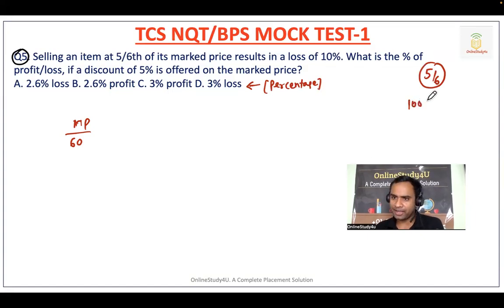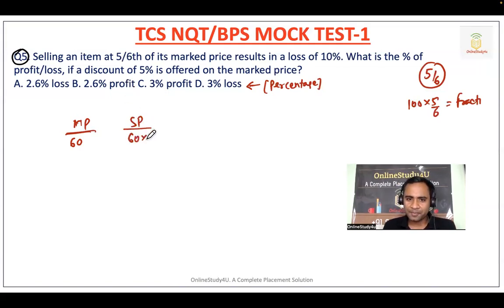Sir, I will take 100. Take it, but 5 by 6 will give you a fraction, so don't get into fractions unnecessarily. So now the marked price was 60 rupees. Selling an item at 5 by 6 of its marked price means I am selling at 50 rupees. Selling an item at 5 by 6 of its marked price results in a loss of 10%, right?